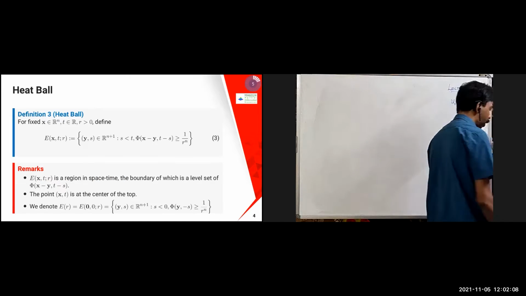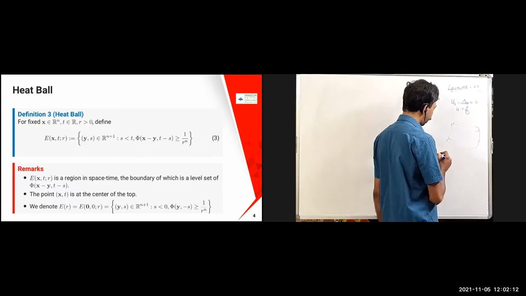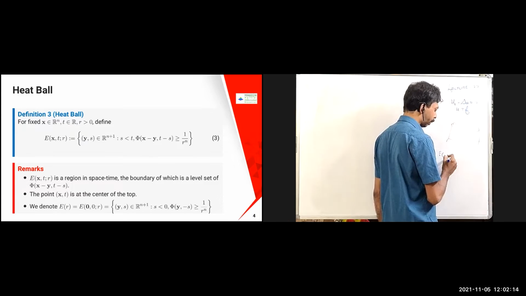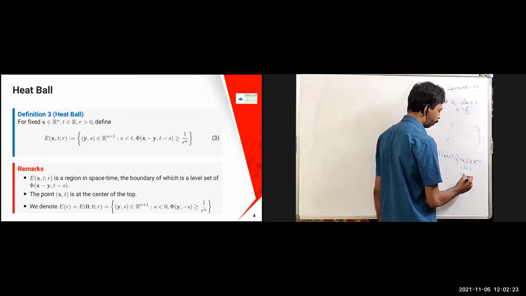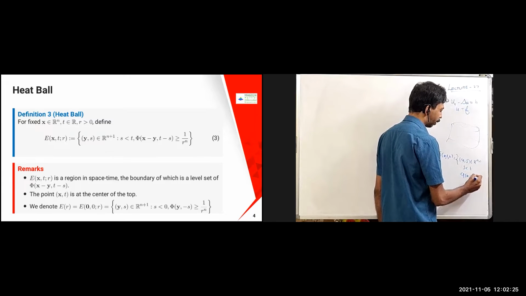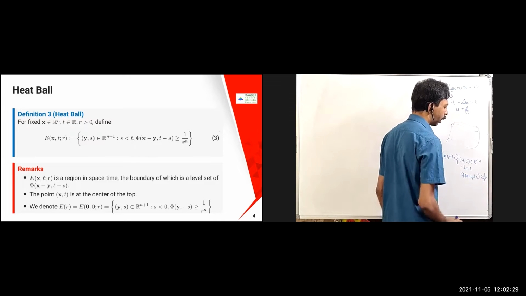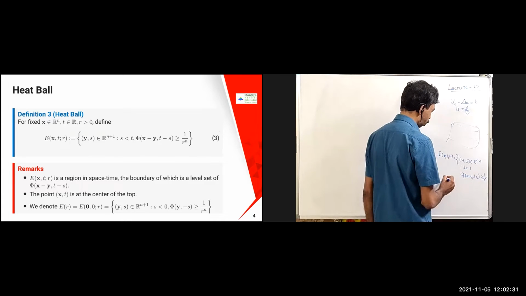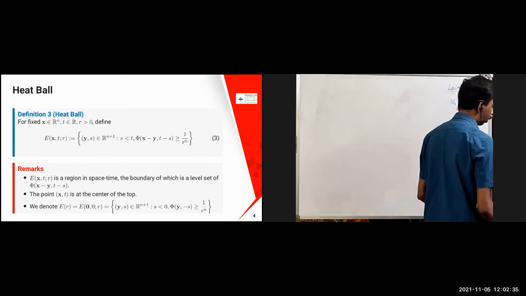The heat ball we have also discussed, which is going to be the ball E(x,t), which is nothing but E(x,t,r), the set of all (y,s) belonging to R^(n+1) such that s is less than t and phi(x minus y, t minus s) is greater than or equal to 1 by r^n. This is the heat ball. Then we have discussed E(r), which is nothing but E(0,0,r), etc. And we have discussed E(1).